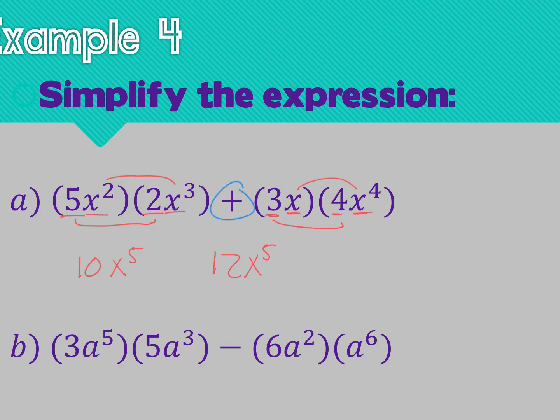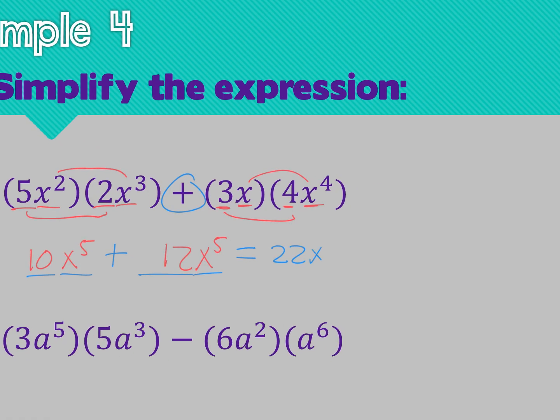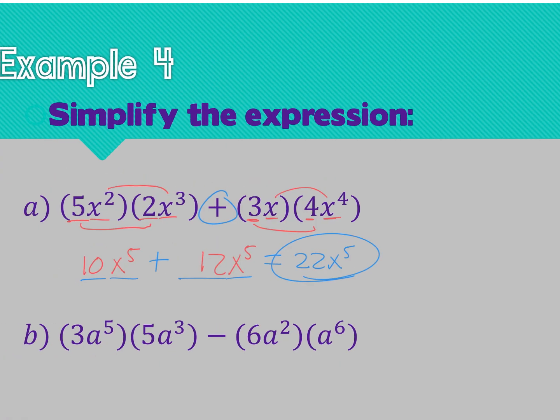And now there's a plus in between, which now we can take care of because we did our multiplication. Now these you actually can combine. If I have the exact same exponent and variable, then all I have to do is add the coefficients. Our coefficients here are 10 and 12, so adding those together is going to get me 22 x to the 5th.